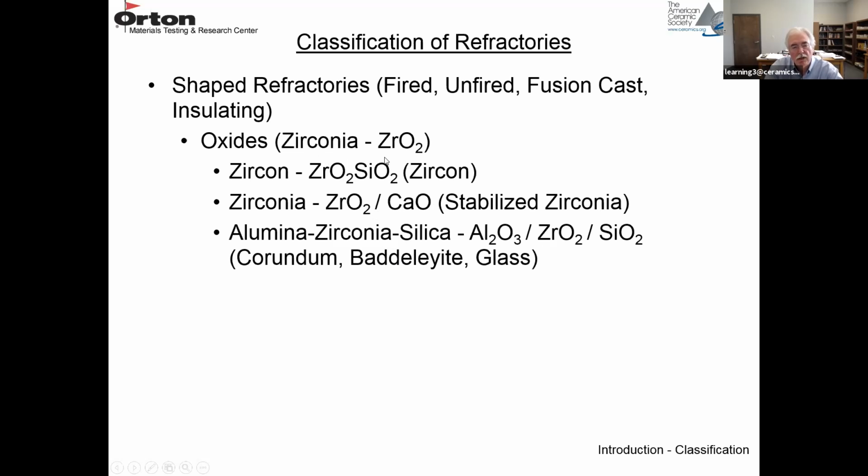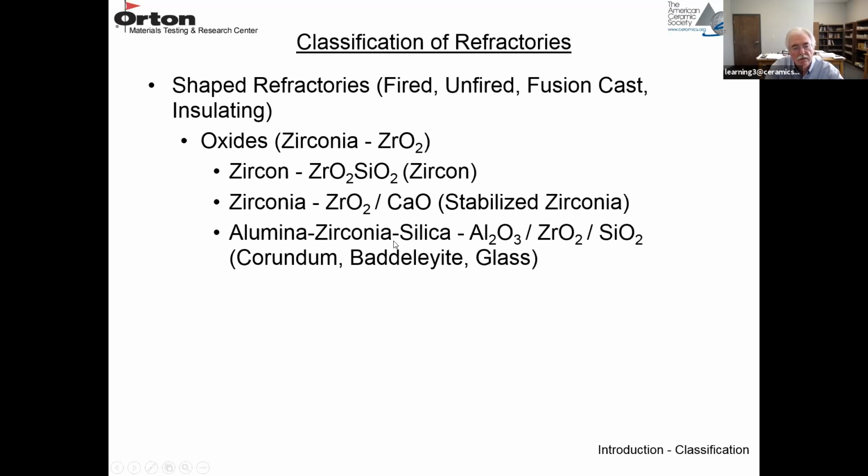Other oxides are based on zirconia, ZrO2. First one is zircon. It's a zirconia silicate, ZrO2-SiO2. That's zircon, the crystalline phase. And then there's zirconia, and I mentioned that zirconia has a phase transformation issue, so you have to stabilize it. And this one is stabilized with lime, CaO. So this is a lime stabilized zirconia.